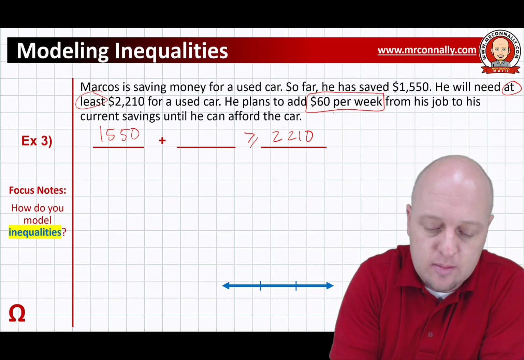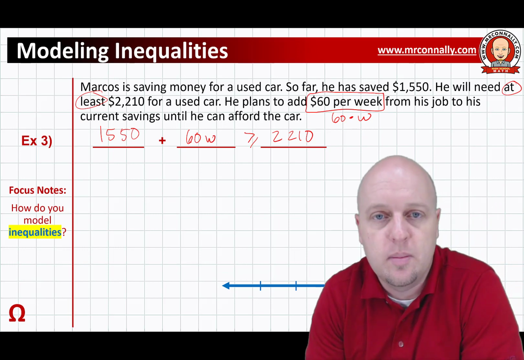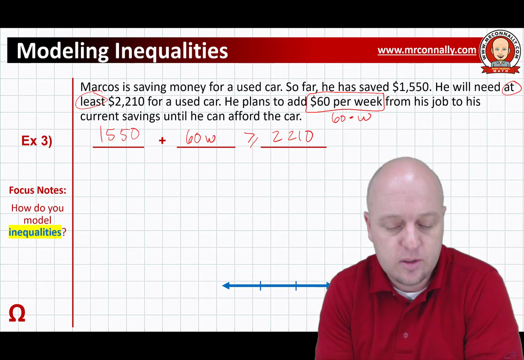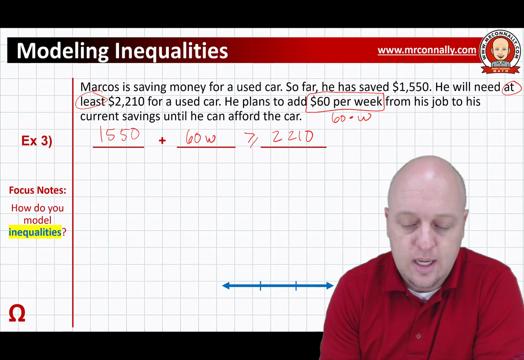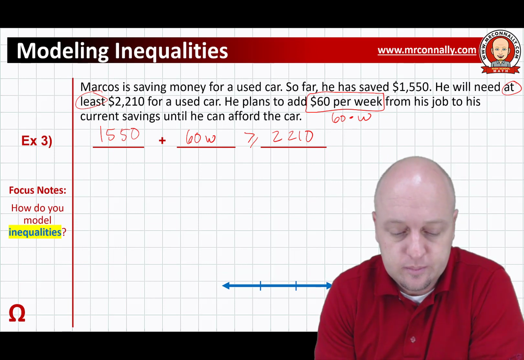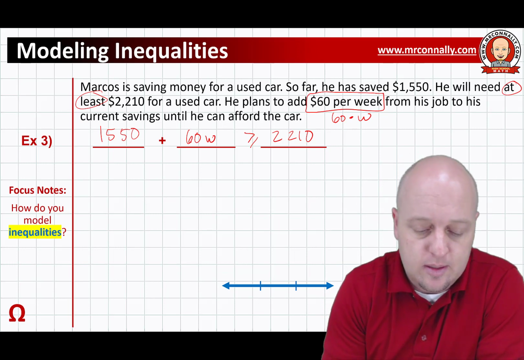How do we write that? That's going to be 60 times the number of weeks. So 60W. Or we could use X. It doesn't really matter. Okay, so now we're solving for W. We want to know how many weeks it's going to take. So let's go ahead and solve this to see how many weeks it's going to take.